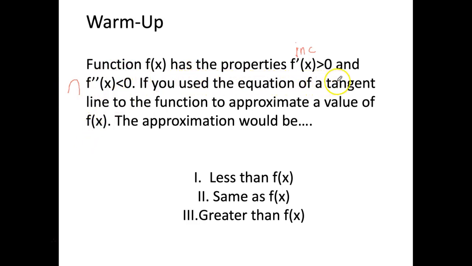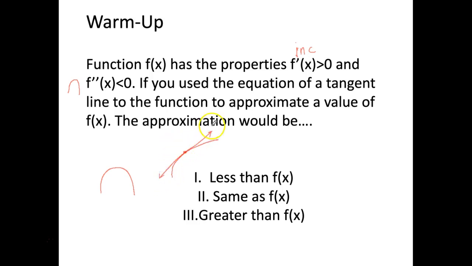If you use an equation of a tangent line to the function to approximate a value of f of x, the approximation would be less than f of x, same as f of x, or greater than f of x. Okay, well, let's think about this. If we have a concave down function and it's increasing, so we're just focusing on the first half of this, we have a function that looks like this. It's concave down and increasing. And we use an equation of a tangent line to approximate this. You can put this tangent line anywhere you want. Let's say it's right here. It touches it at just one point, right?